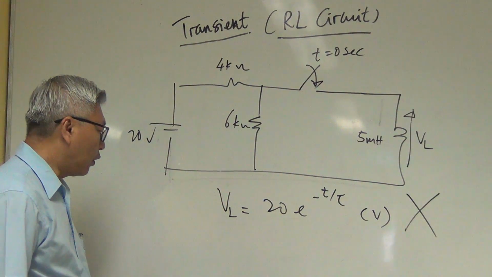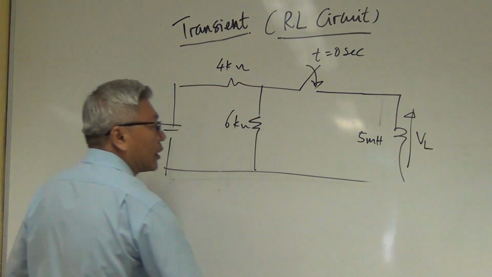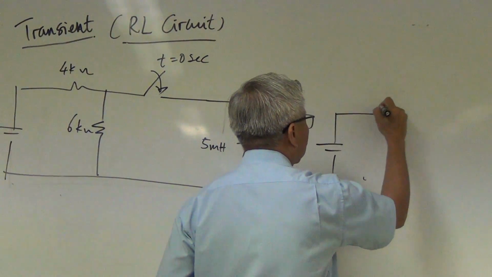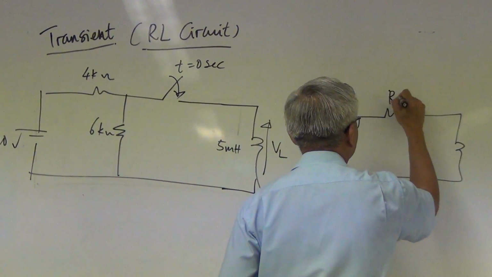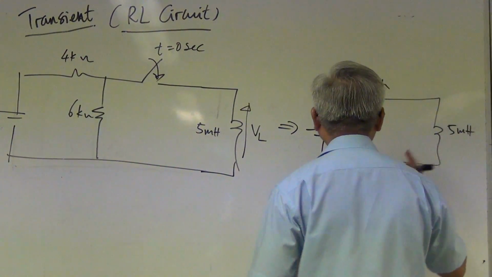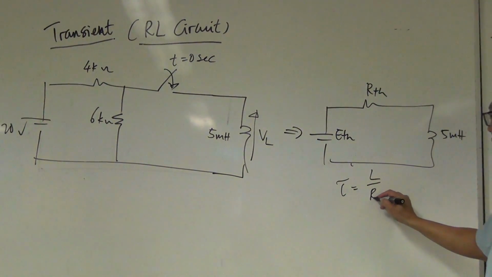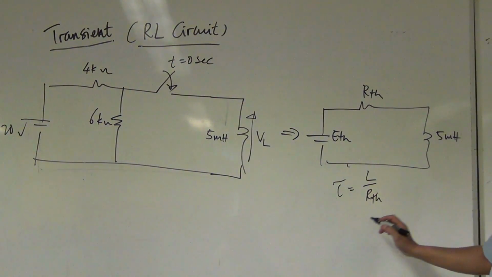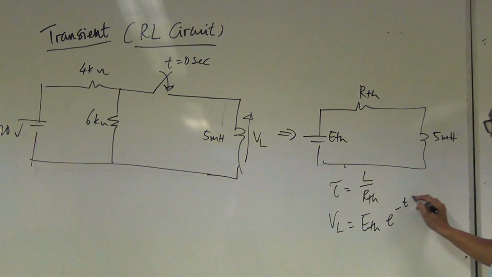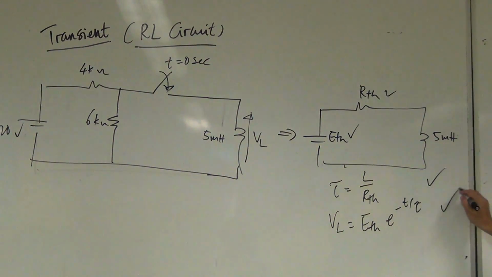So in order for you to analyze it correctly, you actually have to use Thevenin's theorem again. You have to make the circuit into this: RTH, ETH, and here 5 millihenry. So if you have this simple series circuit, then you can say, oh, time constant is equal to L over R, and R is RTH. And VL is without bracket, so it's ETH, e to the minus t over time constant. So if you know these two values, your expression will come out correctly.